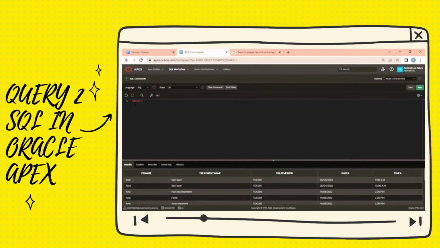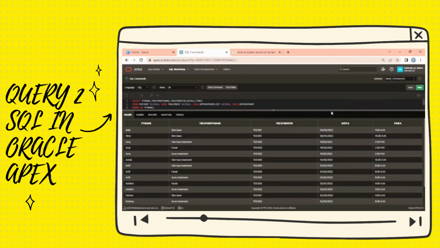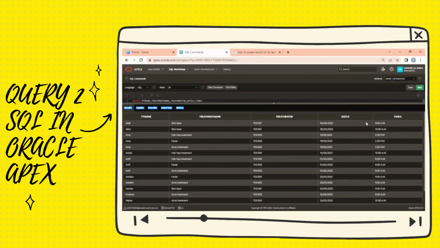In SQL, we will use the select statement to retrieve the information like patient name, treatment ID, date, and time. We use natural join to combine the 4 tables, which are table patient, table treatment, table appointment list, and also table appointment. The data is ordered based on patient name using the order by statement.